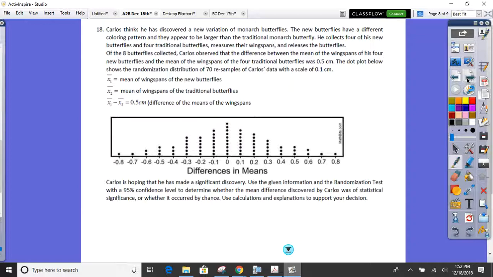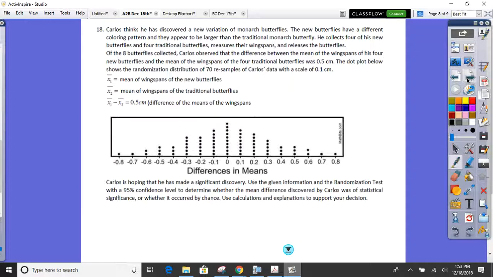New variation of the monarch butterfly. Without doing any simulations, I think we can all agree he's got a lot of time on his hands. New pattern for the new butterfly. So bottom line, he did the butterflies, traditional butterflies, measured their wingspan. You guys might have to do that tomorrow, but I did it for you already. The difference in the two groups is 0.5 centimeters. The difference in the wingspans.